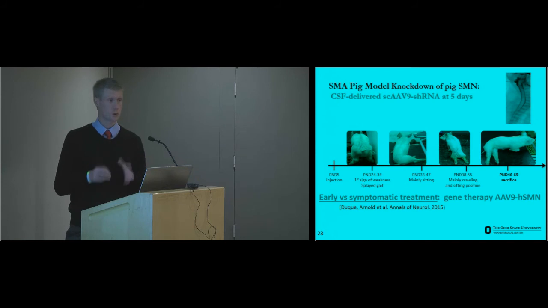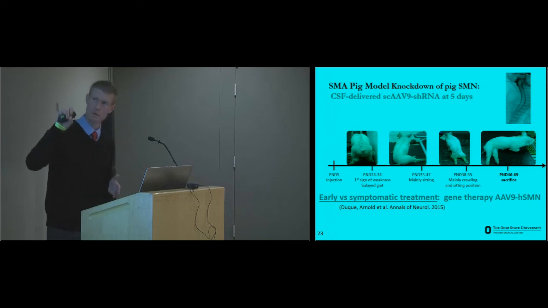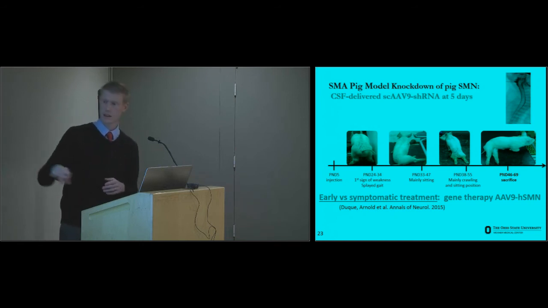So the strategy that we took instead is we used adeno-associated virus, so that's a non-integrating viral vector, to deliver short hairpin RNA to knock down pig SMN protein. Then we did early and late therapy with adeno-associated virus to put the human SMN back in. So this short hairpin RNA is specific to pig, and then we put the human in to replace it. So we did early and late.